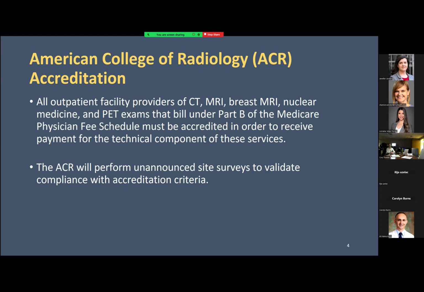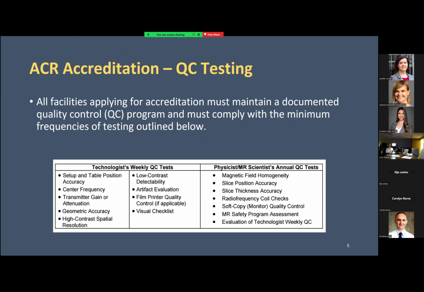So clearly, I'm sure everybody in this audience belongs to an ACR accredited facility. And as part of the accreditation, ACR has the guidance that they can perform unannounced site visits to validate compliance with the accreditation criteria. And there's a lot of factors to this, but the one that in particular really pertains to what we're talking about today is the QC testing. So all facilities that apply for accreditation have to maintain documentation of their quality control program, and that has to comply with minimum frequencies of QC testing as outlined in the table below.